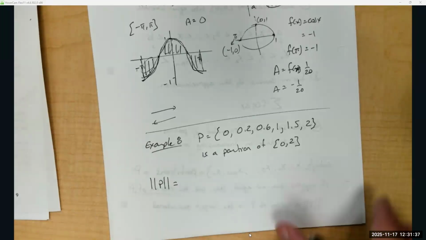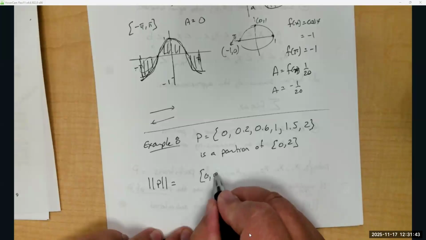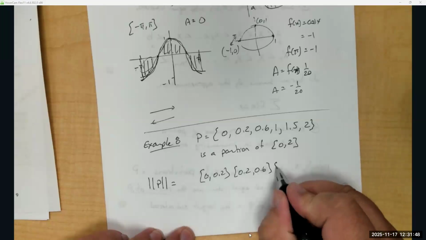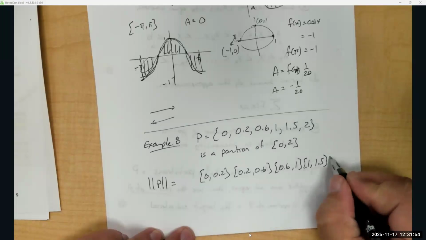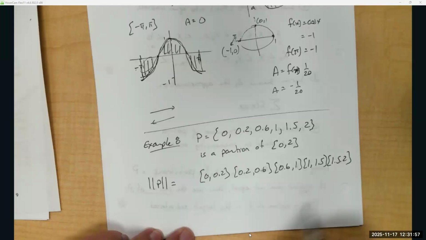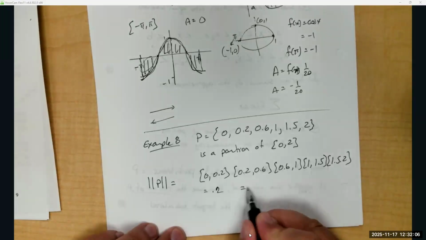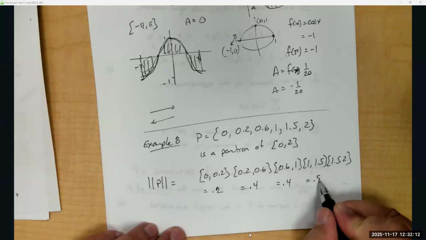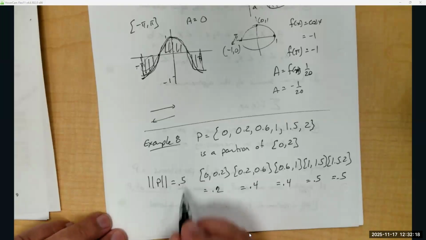Well, we don't know yet, because we'd have to first go, how many intervals do we have? We're going from 0 to 0.2, 0.2 to 0.6, 0.6 to 1, 1 to 1.5, and then 1.5 to 2. So this one would be 0.2, this one would be 0.4, this one would be 0.4, this one is 0.5, and this one's 0.5. So the norm would be 0.5.